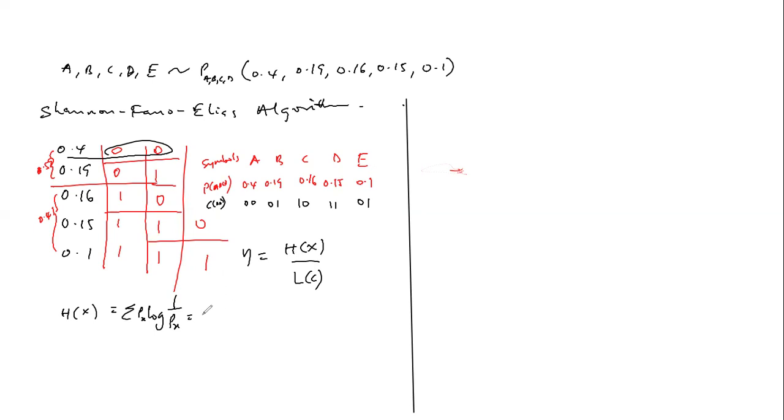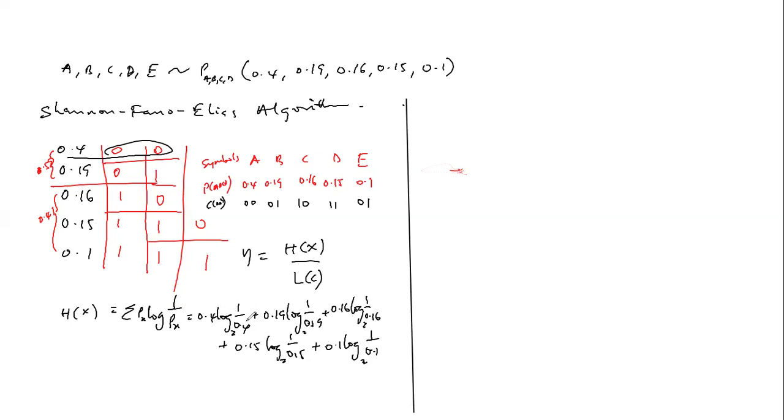So the entropy here would be 0.4 log 1 over 0.4, the probability distribution, plus 0.19 log 1 over 0.19 plus 0.16 log 1 over 0.16 plus 0.15 log 1 over 0.15 plus 0.1 log 1 over 0.1. Now recall that this is in base 2, right? They are all in base 2. So we need to do a change of base conversion to base 10.